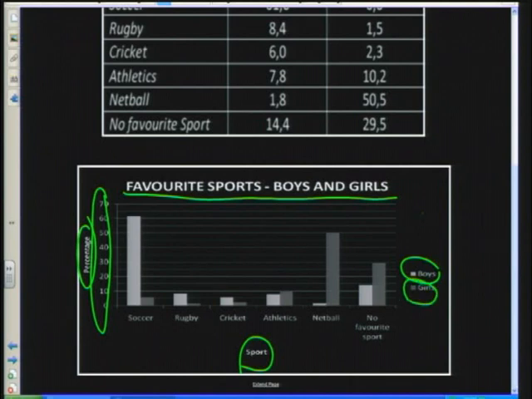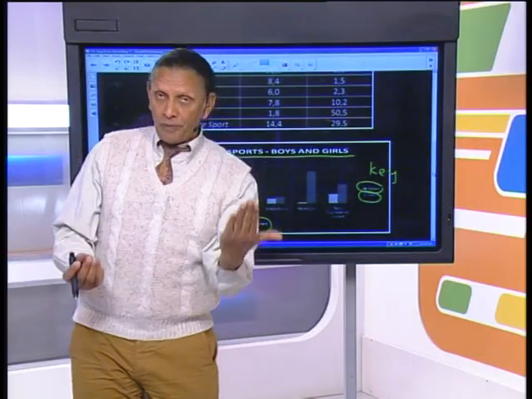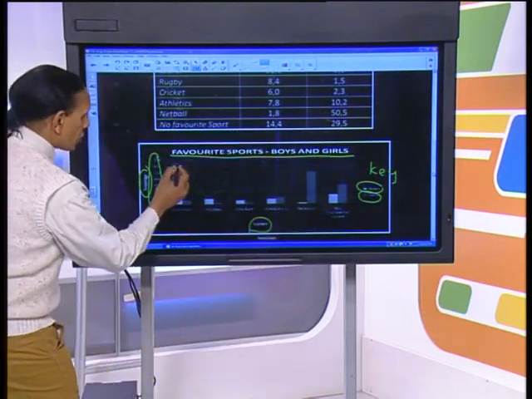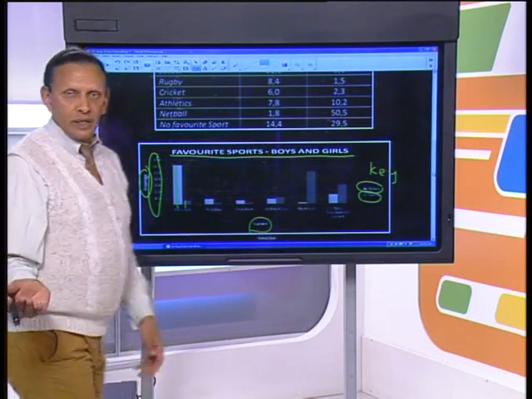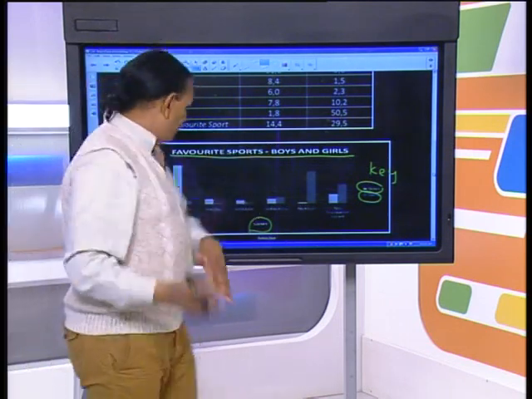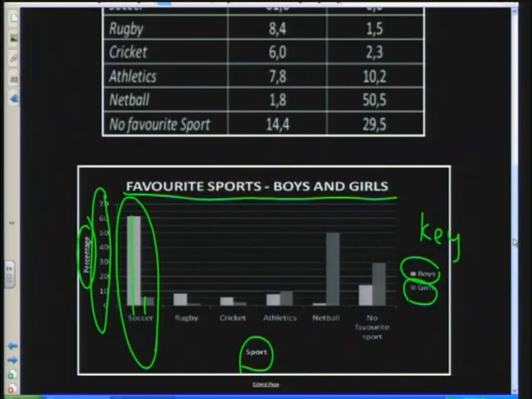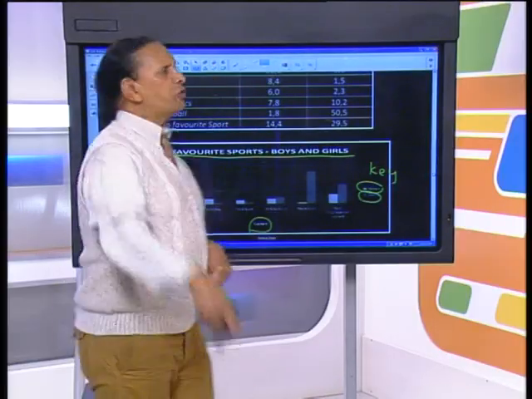This is what we call the key. So your graph must have a key so people can know exactly which bar is for boys and which bar is for girls. And what you see is you just draw the two bars next to each other, so you can compare boys and girls. If you look at soccer, you can see more boys like soccer than girls. So do you get the idea, guys? I'm sure you'll be able to do it. All right, so let's go to the next one.